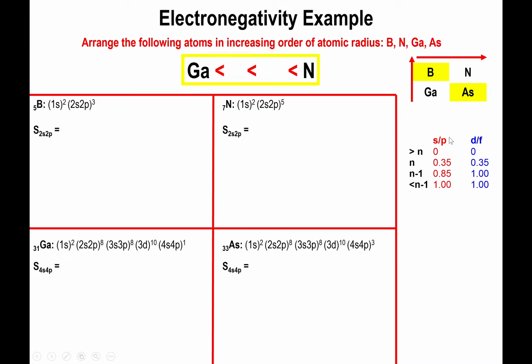If the valence electrons are sp electrons, we stick with the left column. If the electrons are d or f electrons, we stick with the second column. Now in all of the cases here, the rightmost group are sp, sp, sp, and sp. So we're going to stick with the sp column the entire way through.